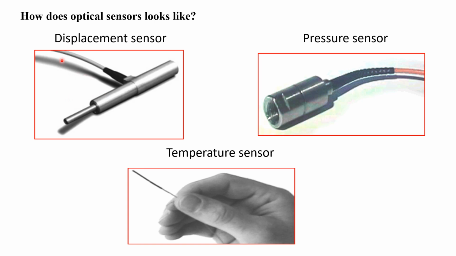Now here in this picture, some of the optical sensors are being shown. Displacement sensor will look like this, and then you have the pressure sensor and the temperature sensor. From this picture, you will understand it is very small and compact in size.